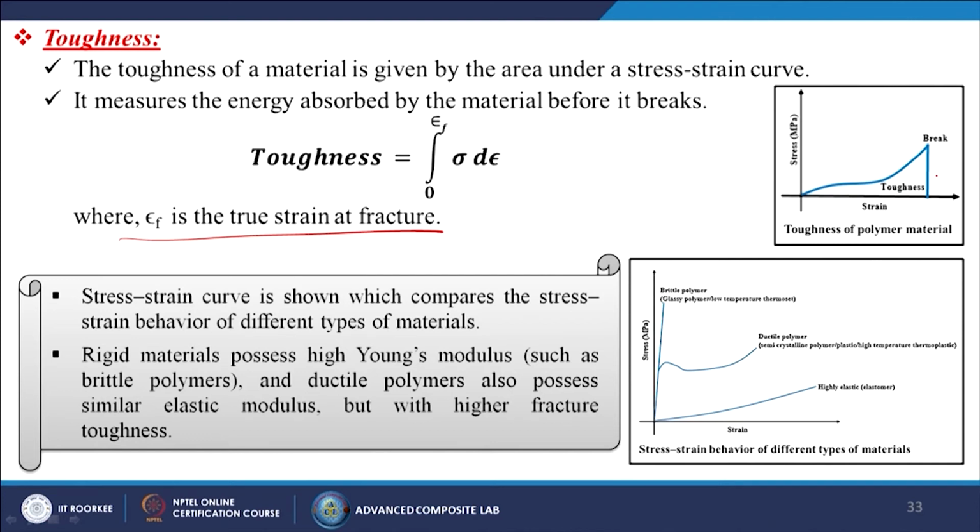The stress-strain curve shown compares the stress-strain behavior of different types of materials. From this you can see we have given examples of the brittle polymer, the ductile polymer, and the highly elastic polymer. So, you can see the toughness of this particular material. Rigid materials possess a high Young modulus, such as brittle polymers, and ductile polymers also possess a similar elastic modulus, but with higher fracture toughness.